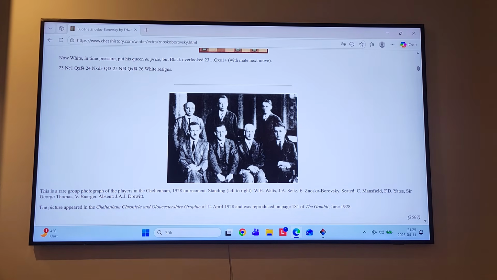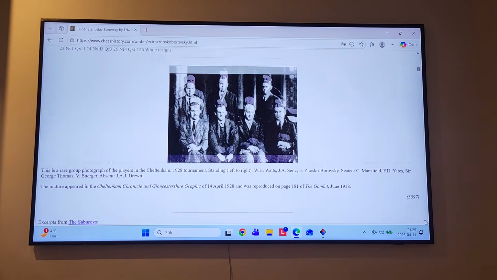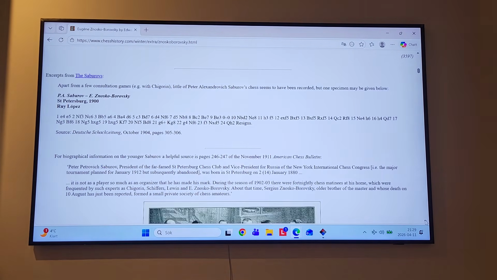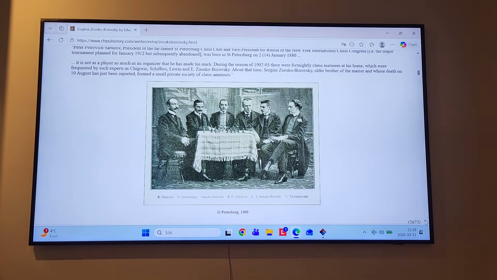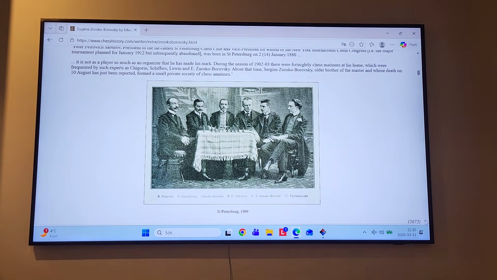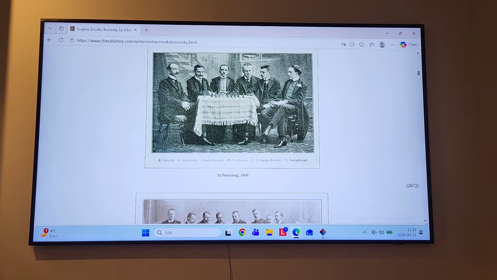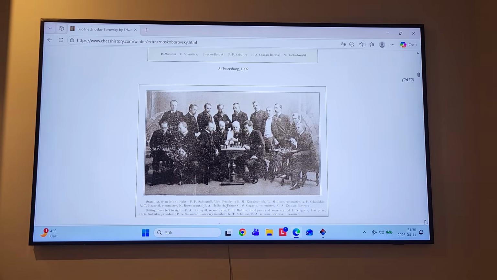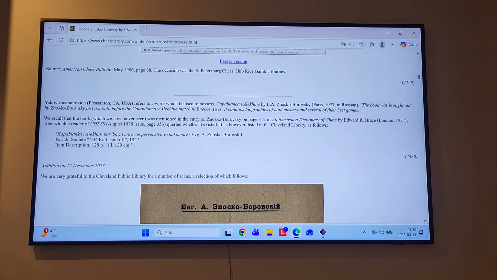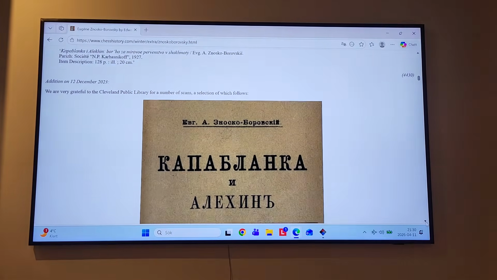Yeah, here we can also see a not so clear photo of Znosko-Borovsky. Also here it's taken in St. Petersburg, 1909. So there are a lot of pictures in Winter's notes.